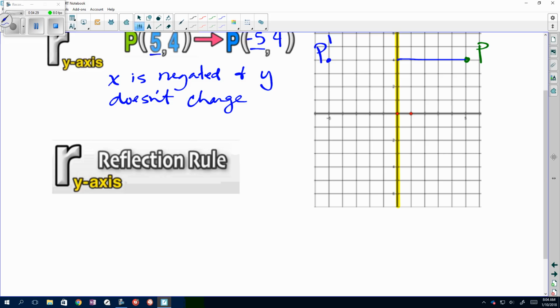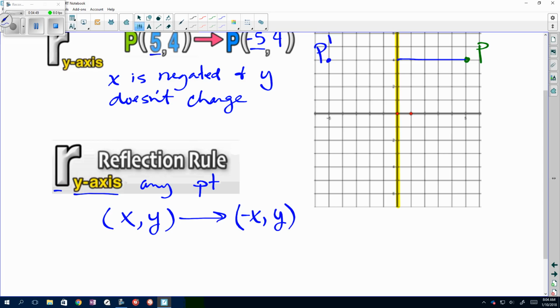So for any point, if I have an x and y, and I reflect over the y-axis, and that's indicated right here with the lowercase r and then the subscript of our line of symmetry, then the x is negated, so that becomes a -x, and the y stays the same. Okay, so make sure that you understand those types of reflections. Now we're going to get into a new one.